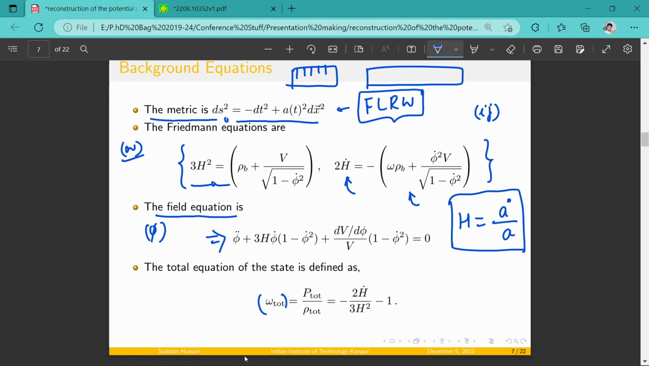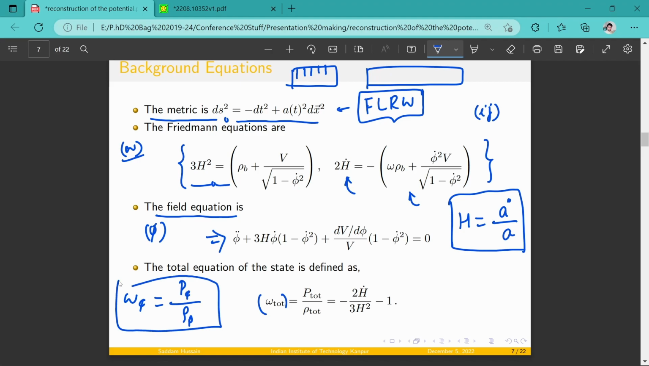Now, the equation of state is a very interesting quantity. It tells you whether something is accelerating or not, and this can be found out by P total over rho total. Why have we written P total over rho total? Because we have the field as well as the fluid, therefore it comes as P total. On the other hand, if you have only the field, then we can always write P phi over rho phi.